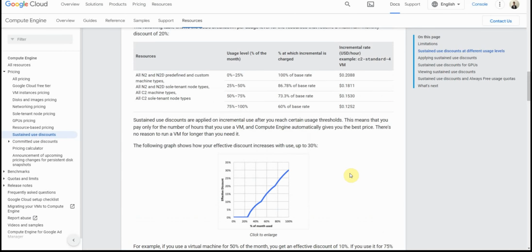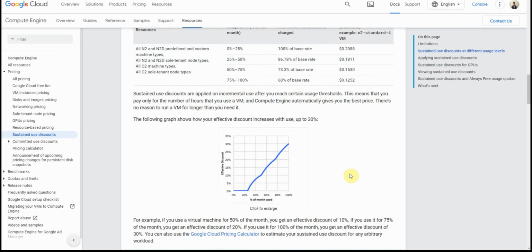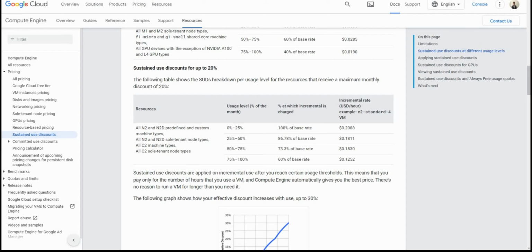So let's understand the sustained discount. Sustained discount is based on the duration for which the VM runs. Let's say this is the first week of the month: there's zero discount on it. After that, you get a 10% discount for the next consecutive week. After that, you get a 20% discount, and then you get a 30% discount. This is how it's eventually applied, based on the duration for which the VM was running. That's the idea behind the sustained discount.